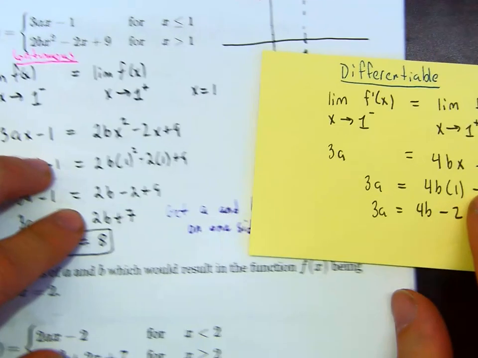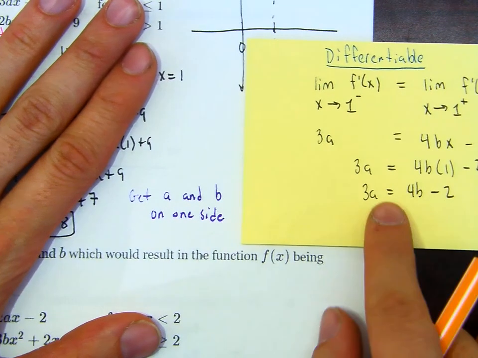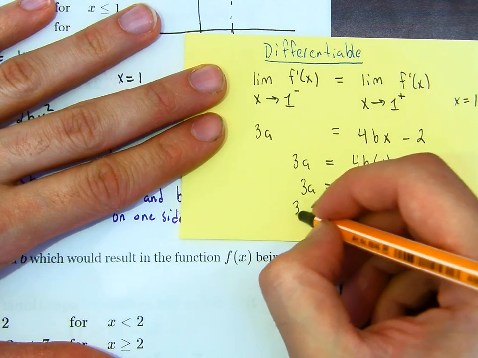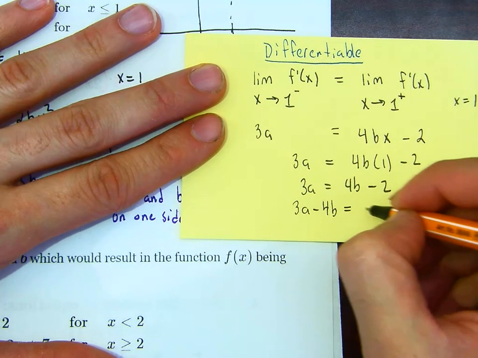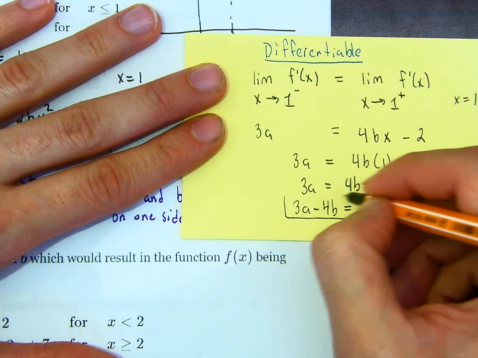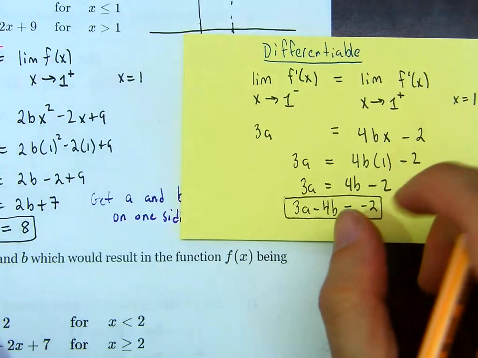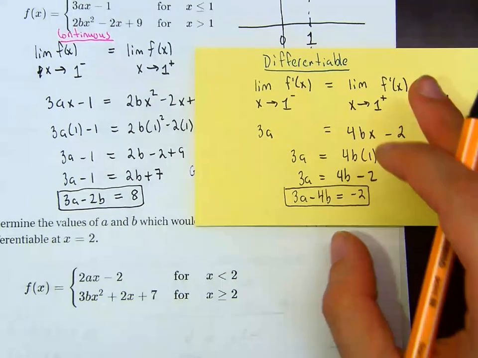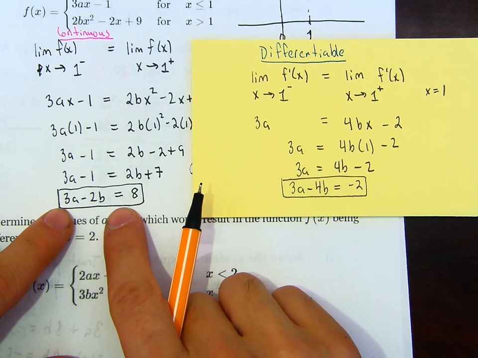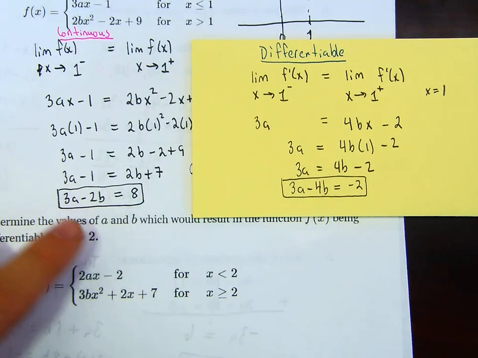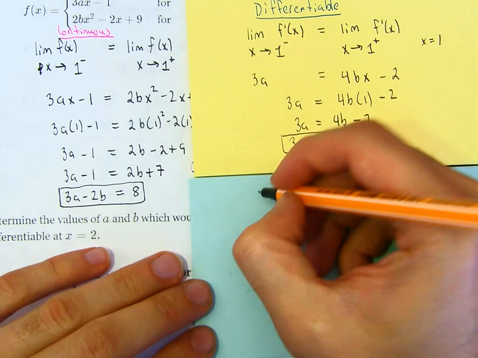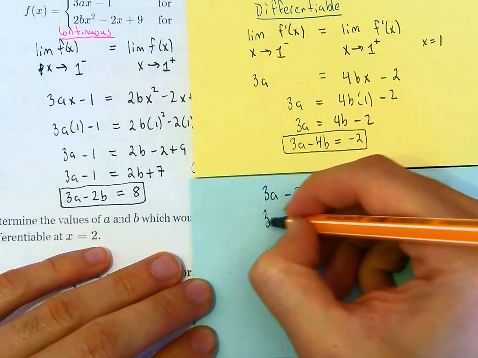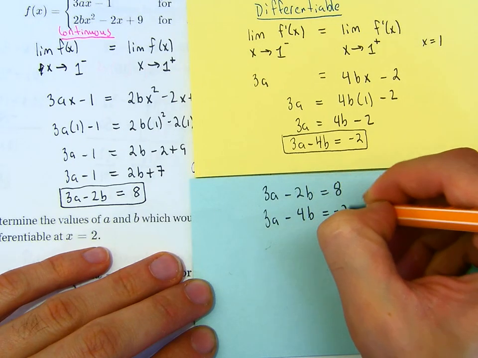And the idea is the same here. Let's get a and b on one side. So notice that if I do minus 4b, 3a minus 4b equals minus 2. And okay, we can't continue any further. So notice what were we able to generate with this whole thing? You have one equation here, which is 3a minus 2b equals 8. And you have another one of 3a minus 4b equals negative 2.